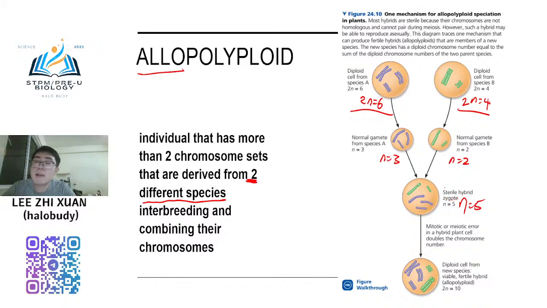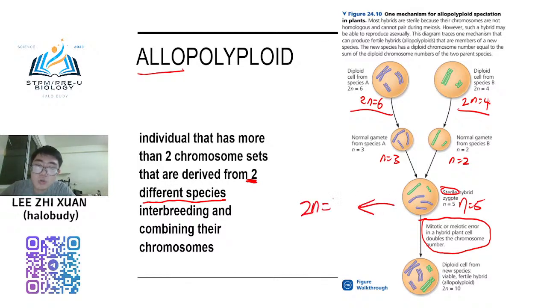It is sterile, meaning that it cannot produce offspring. It cannot have children. If it dies, it just dies, with no offspring or descendants. So our plant actually is very smart. It cannot reproduce, and it knows that. It is sterile, so it needs to become fertile. So how does it become fertile? It will go through a mitotic or meiotic error.